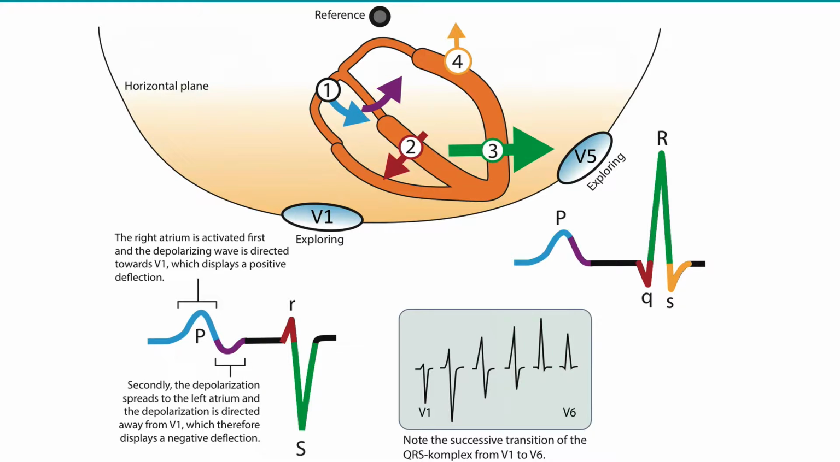Let's go to V5. V5 will only detect vectors traveling towards it throughout the atrial activation. And therefore V5 will display a positive P wave. There is no negative deflection in V5 because there is no vector heading away from V5. Now you may note that the vectors are not traveling directly towards V5, but V5 will still yield a positive wave.